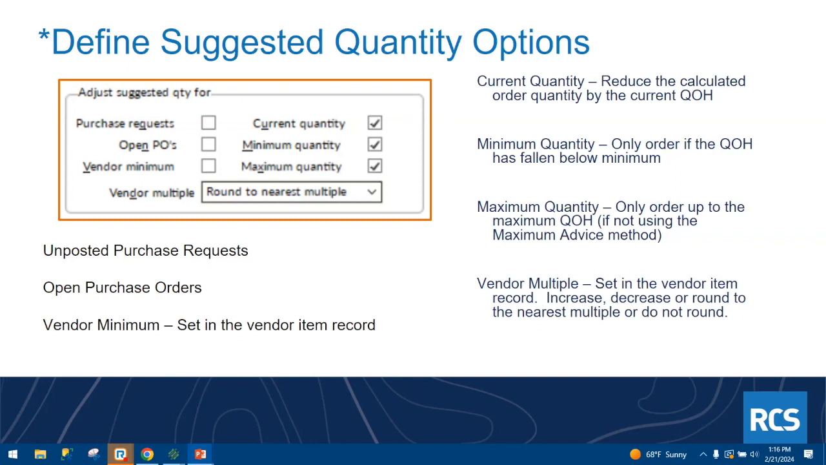So if we were to leave all those unchecked and we had sold the 100, it would just tell us to order 100. But maybe, like I said, maybe our maximum is 80, and so then it would drop it to 80. Maybe I have 10 on hand and I want to factor that in. Well, that would drop my order quantity down to 70. Then if I had some on open purchase orders and purchase requests, it would factor those out as well.